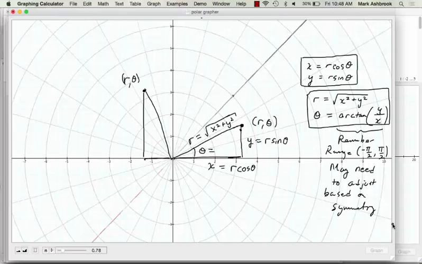Okay, so this is our conversion back and forth between polar and rectangular coordinates. Okay, so can we do a quick exercise here, just to practice?